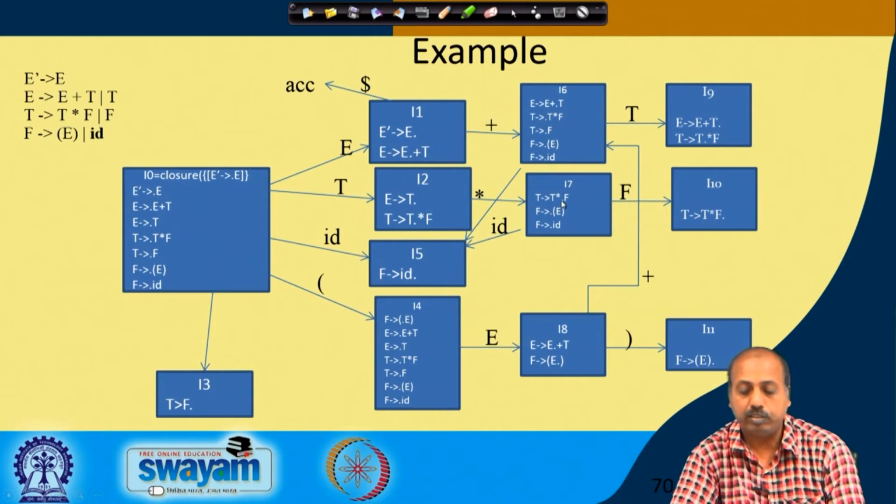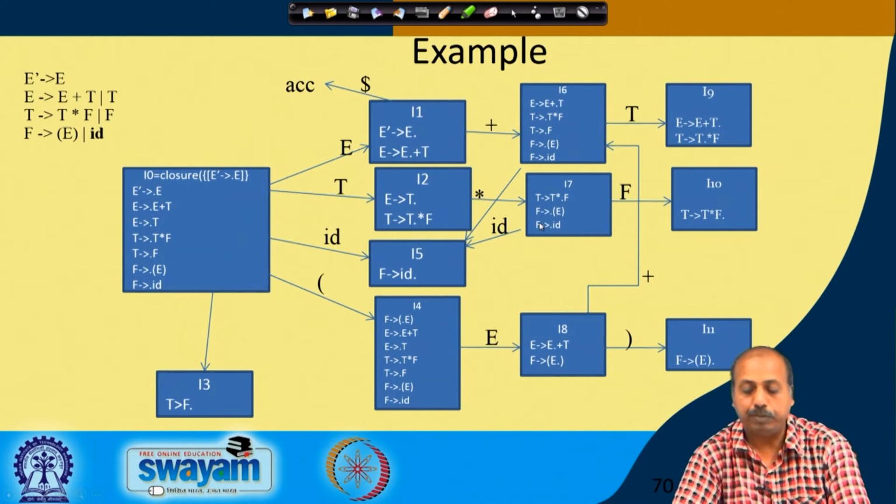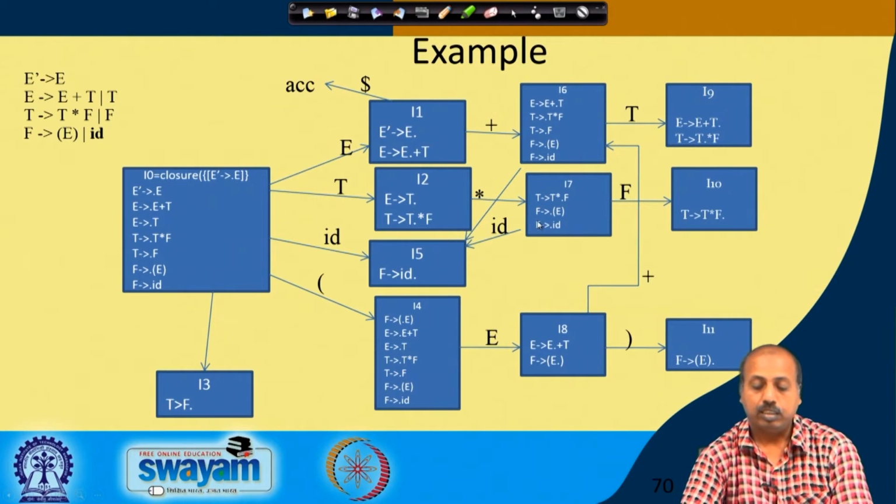All of them will come, and from this one there is a dot before star. Based on that it will come to the rule T producing T star dot F, and then since there is a dot before F, all these F rules will come: F producing dot within bracket E, and F producing dot ID, like that. Similarly, from this I cannot have any more production, because there is no symbol after this dot.